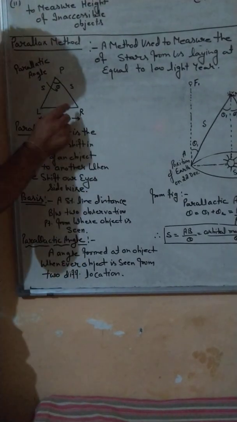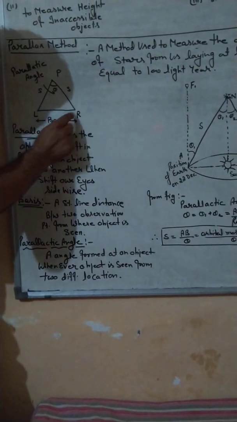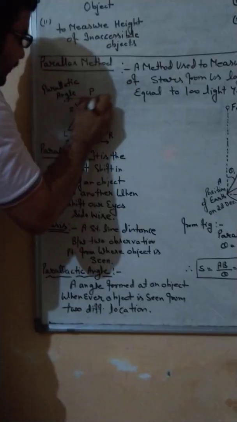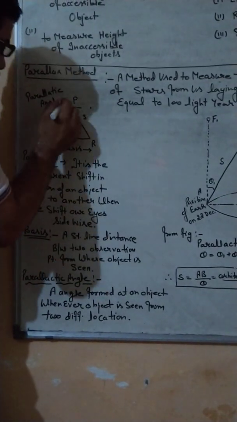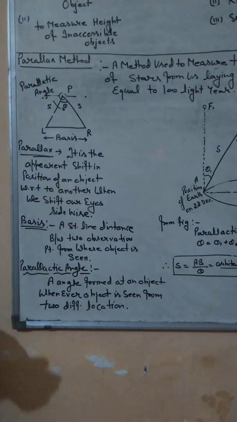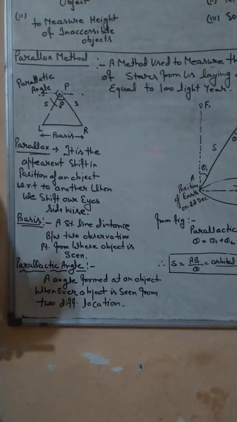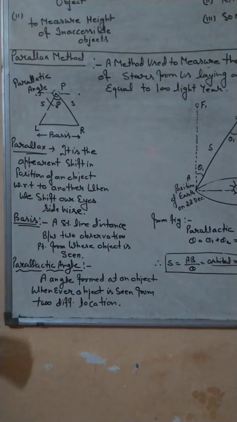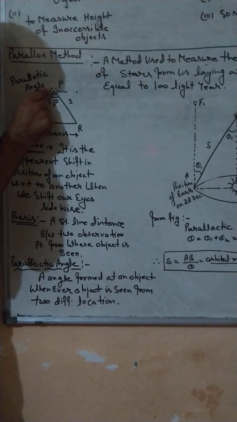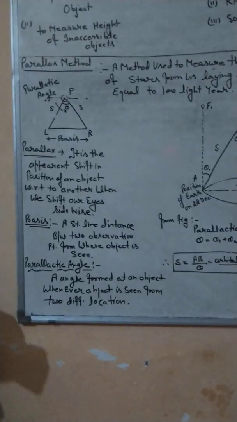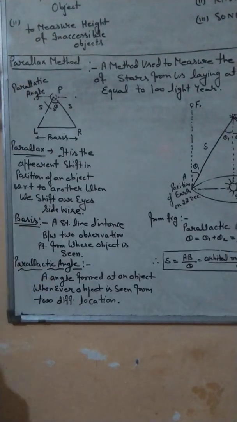Meaning, whenever we see that pencil from our right eye, it appears here, but whenever we close our right eye and see the pencil from the left eye, then it appears there. This is the actual shifting in position of an object from its actual location. That shifting in position of an object with respect to another object is known as parallax, and the angle which is formed at that object from two different locations is known as the parallactic angle. This is the definition here.